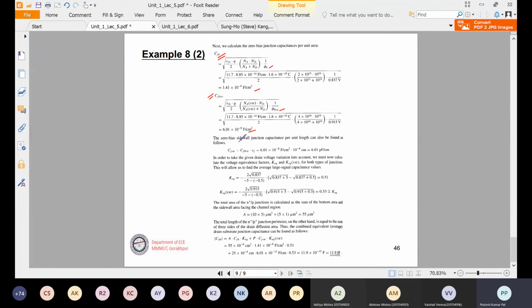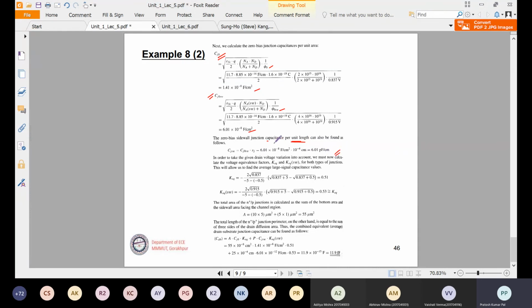So the zero bias side wall junction capacitance per unit length can also be found. The overall side wall capacitance will be given by CJSW into XJ. This XJ is basically because of the width of the depletion, on the drain or the source side. Whatever width of the side walls there is, we find the zero bias side wall capacitance per unit length, and multiply it by the length. Okay, so we will be getting this value.